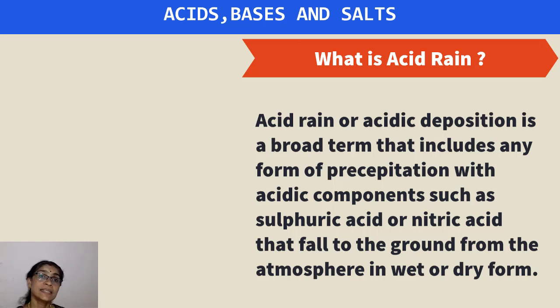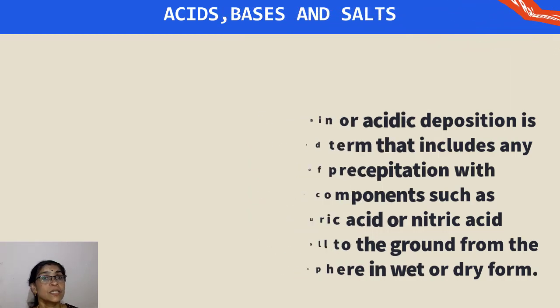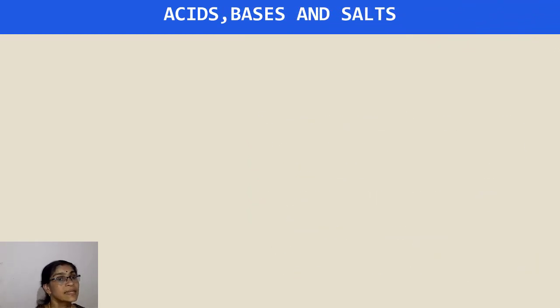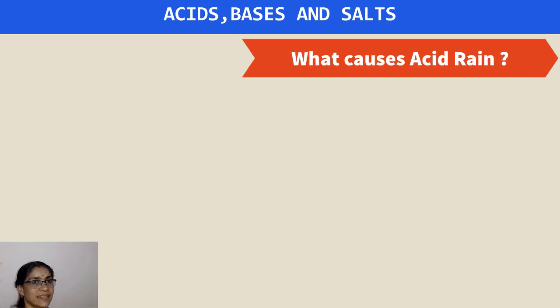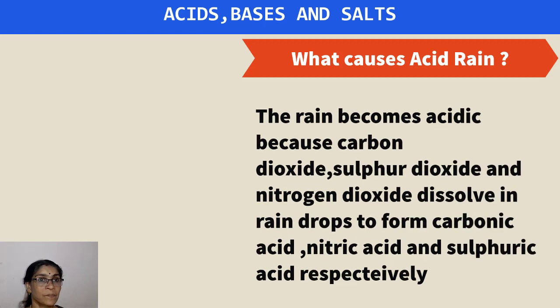The rain becomes acidic because gases like carbon dioxide, nitrogen dioxides and sulfur dioxides dissolving in raindrops change into carbonic acid, nitric acid and sulfuric acid respectively. These gases are air pollutants. They are released into the atmosphere and contaminate the air. Thus, acid rain is formed.